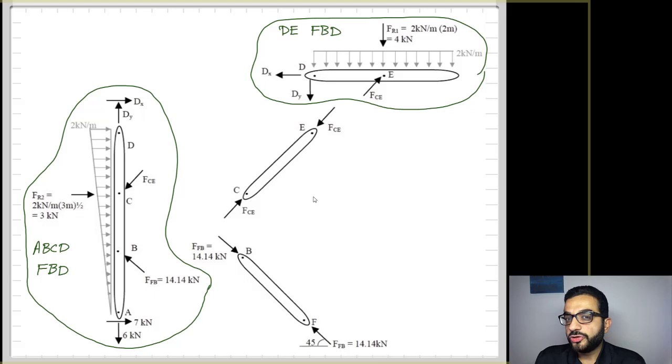Same thing for joint E. So joint E is connecting member DE to member CE. But wait a minute, member DE is a multi-force member. It's not hinged on both ends and it's not loaded in the middle, so it's a multi-force member. But member CE is a two-force member.